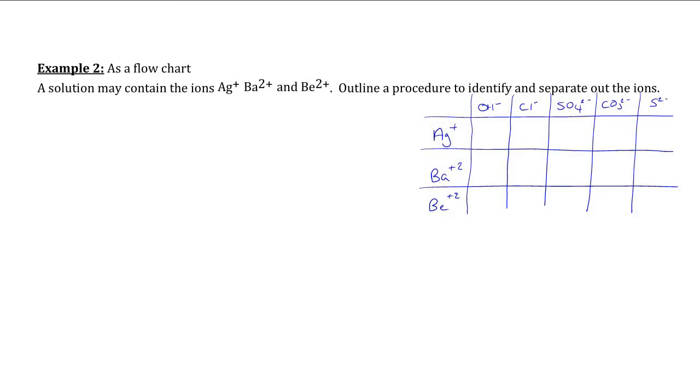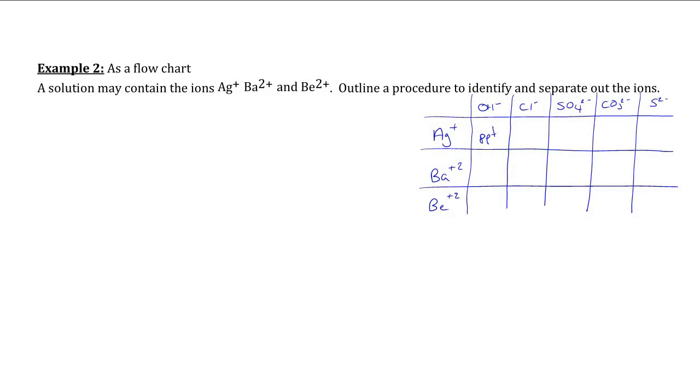So we've got those three ions, the Ag+, the Ba2+, and the Be2+ ions that we're looking through, and we've got 5 different options for the anions that we could add to try and precipitate. So the OH-, the Cl-, SO4 2-, CO3 2-, and the S2- ion. Using your solubility table, you figure out whether or not you would get a precipitate, and then you can fill that table in as you think about the options that you can use.